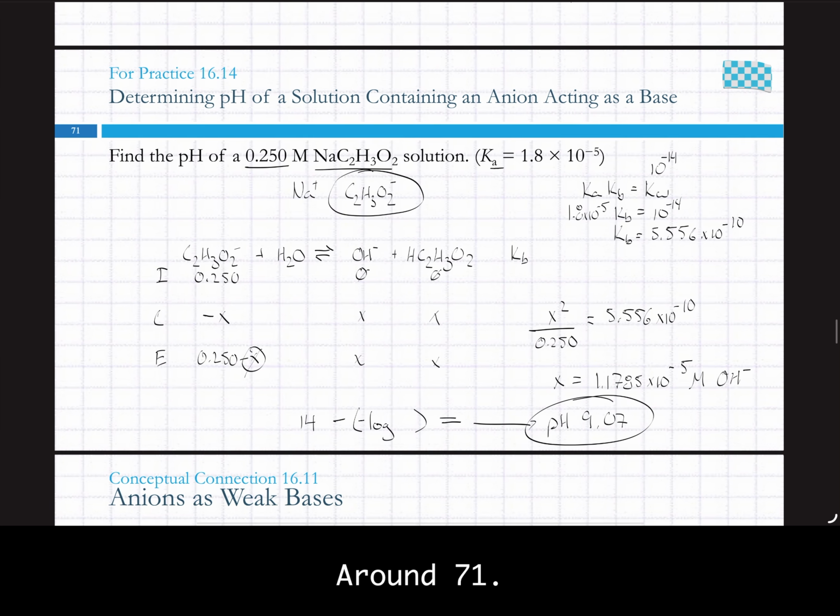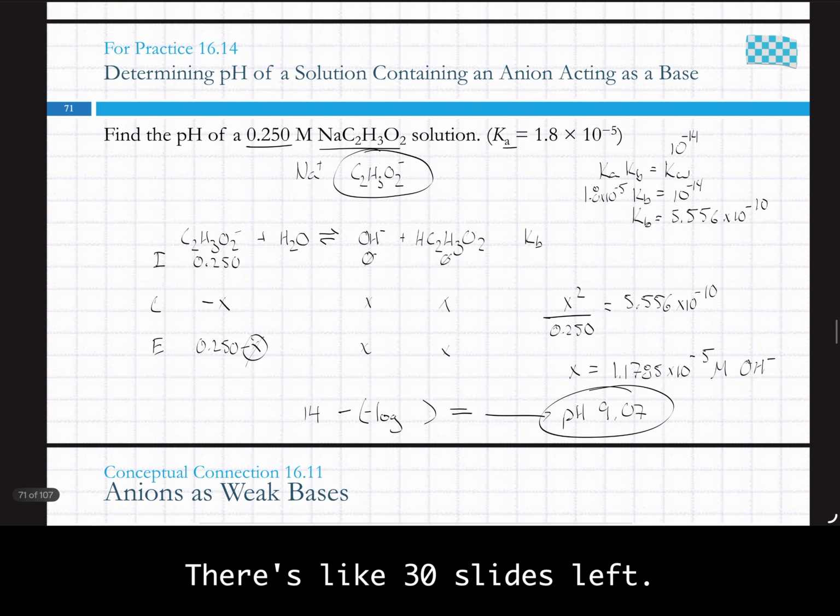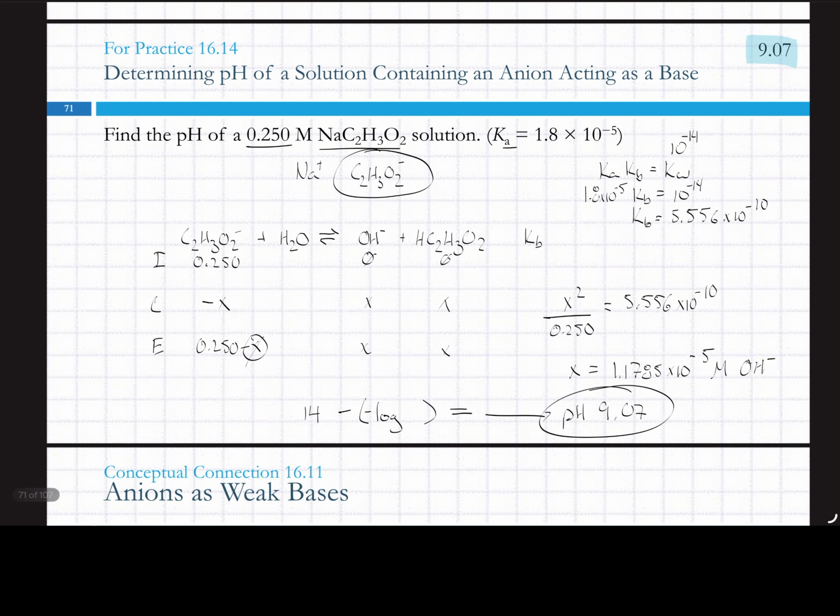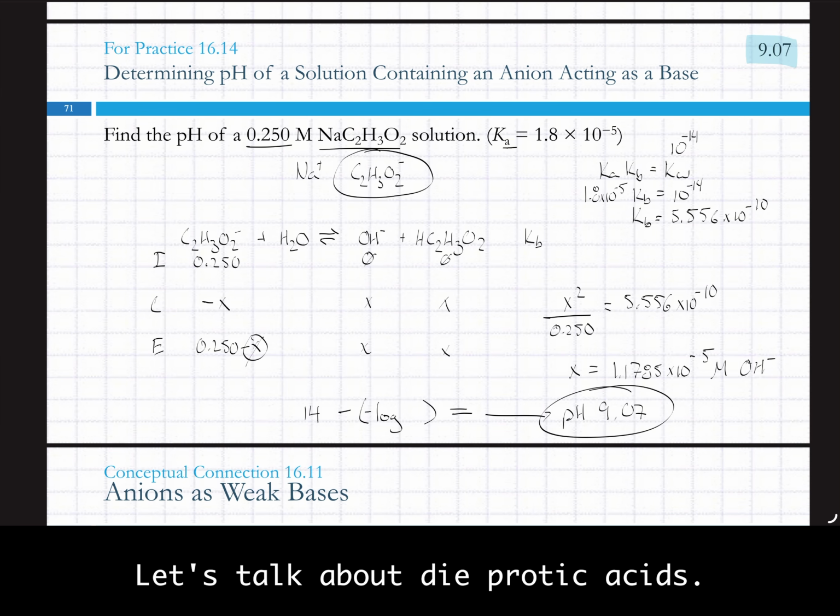Slide around 71. All right, there's like 30 slides left. We're talking about diprotic acids.